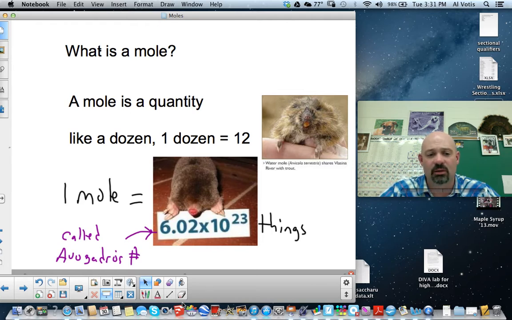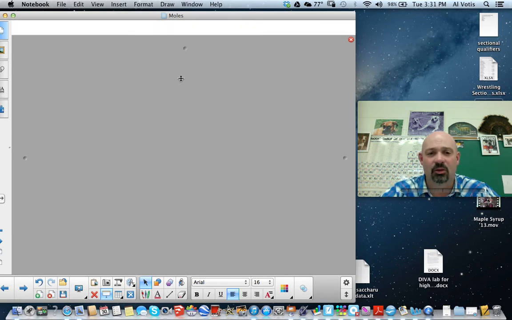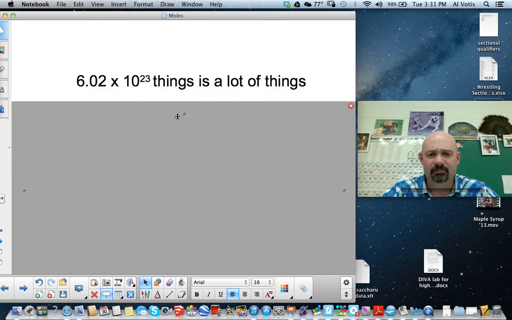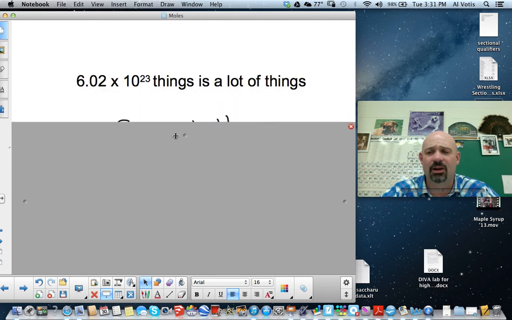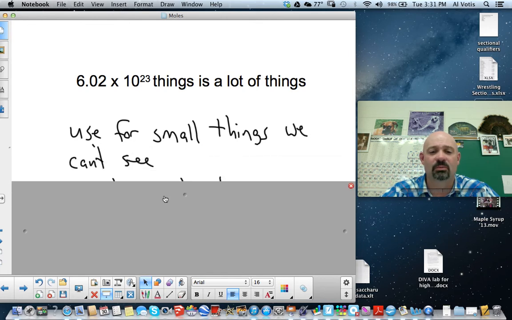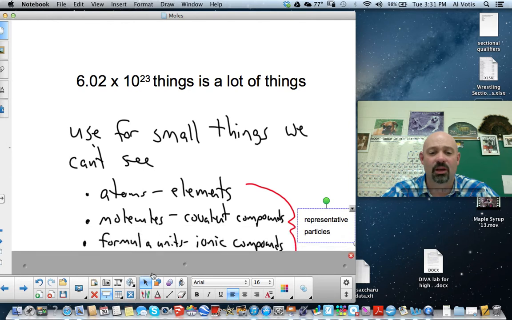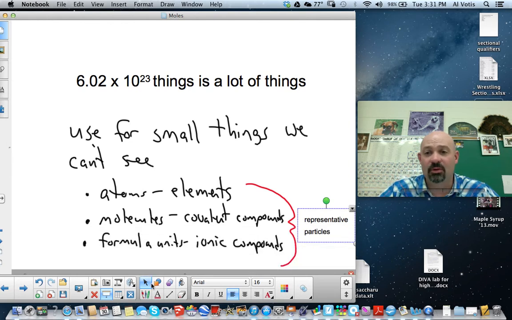Now, basically, we're using moles to deal with numbers of things, particularly dealing with atoms, molecules, and formula units. So it's a lot of things. In fact, we could never count that many things even if we tried in our entire lifetime. But we use it for those really small things we can't see. Again, atoms, molecules, and formula units, which are representative particles. We call those representative particles of atoms for elements. Molecules go to covalent compounds. Formula units go to ionic compounds.